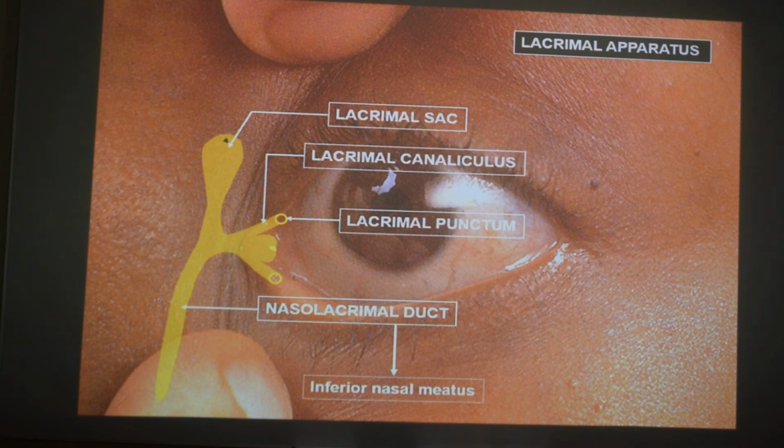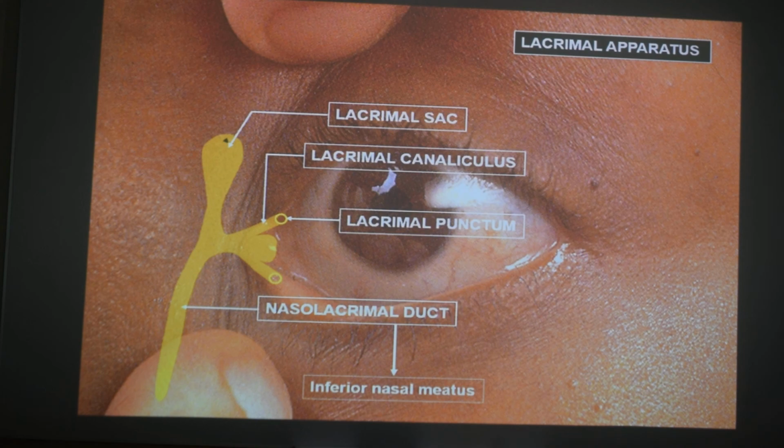Okay. Next we are going towards the lacrimal apparatus, and for lacrimal apparatus you should know that we have the lacrimal gland, which is located here in the upper lateral part of the orbit. It has two portions. One is called the orbital part of the lacrimal gland, the other is called the palpebral part of the lacrimal gland.